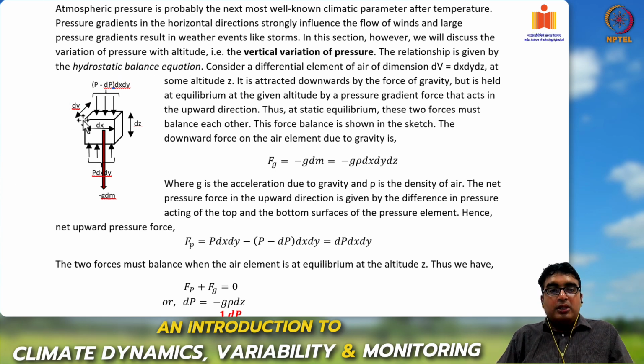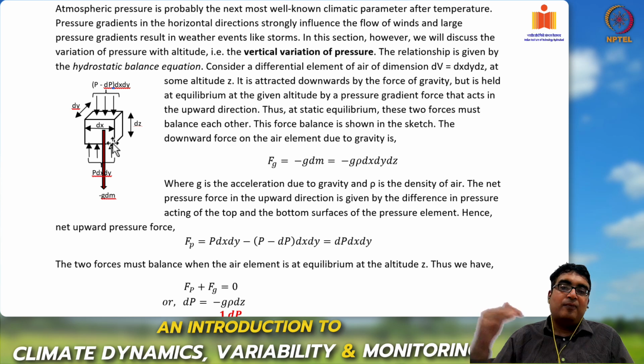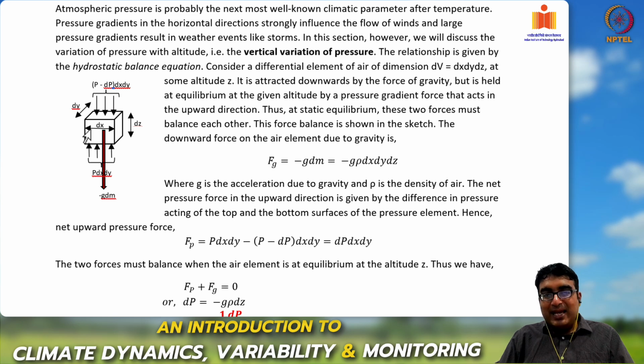Suppose you take a small box of air at a certain height from the ground. Say the height from the ground is Z, and this is a small differential box of width dx, length dy and height dz. You can also call this length, width and height, whatever, dx, dy, dz. So a small differential volume element of air has been taken at a certain altitude Z from the ground.